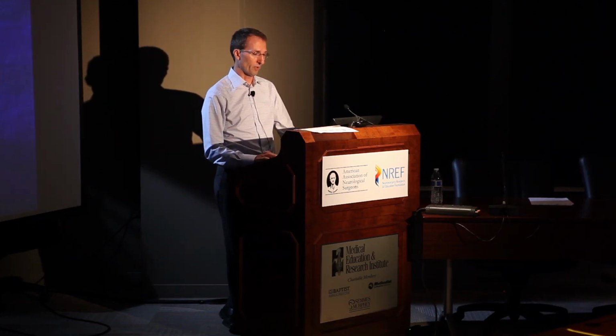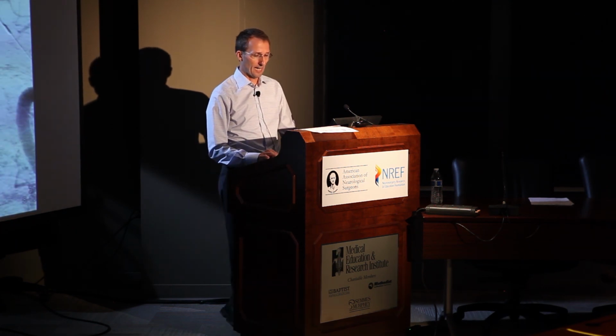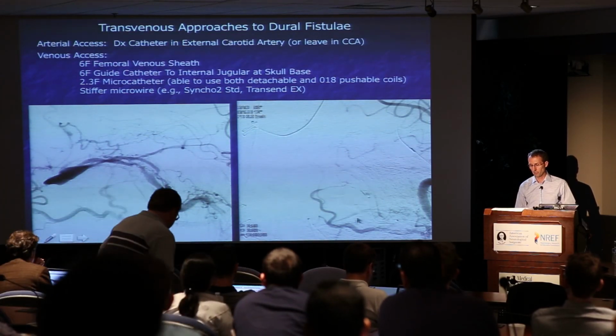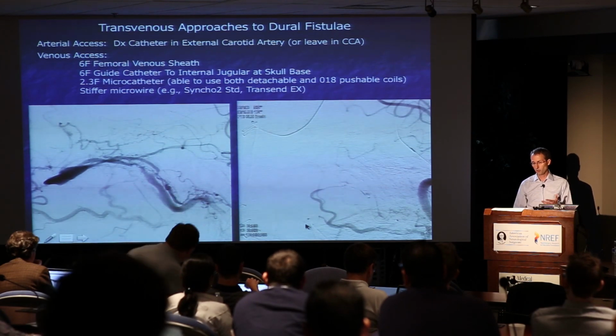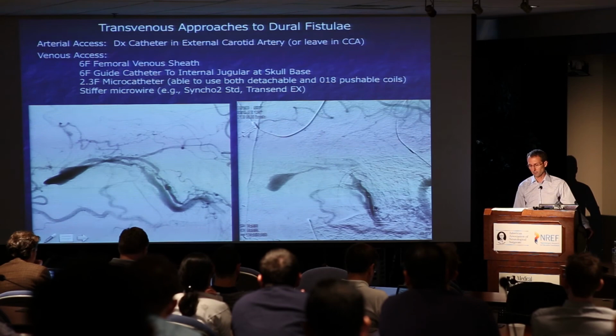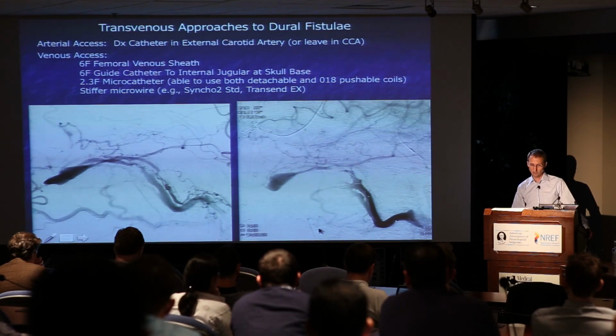So we know what the anatomy used to be. So what I've done is navigated again. There's a guide catheter in the internal jugular at the skull base. There's a microcatheter that I've navigated down into the sigmoid sinus, or what's left of it. And I do a dual run where I inject the arterial catheter, which is going to opacify the fistula. And here's the fistula pouch. And at the same time, I inject my microcatheter, which is in the sinus.